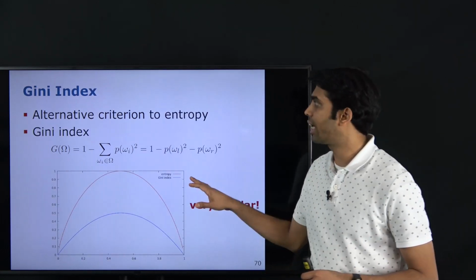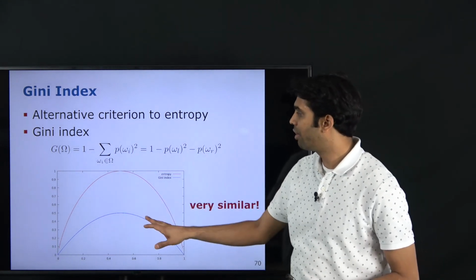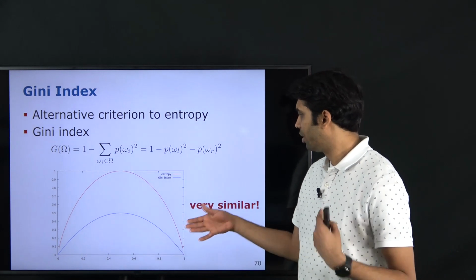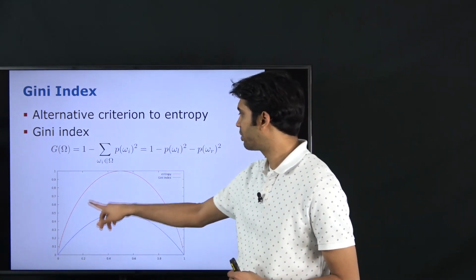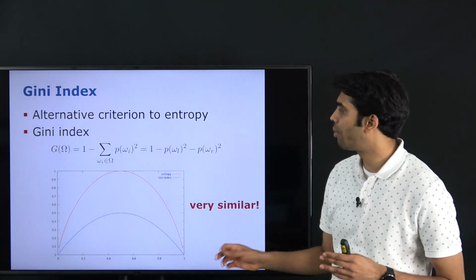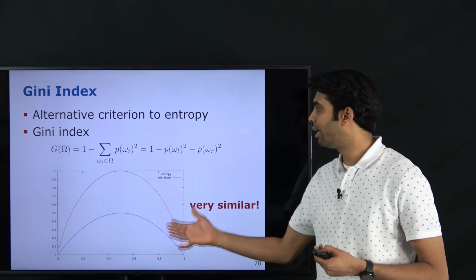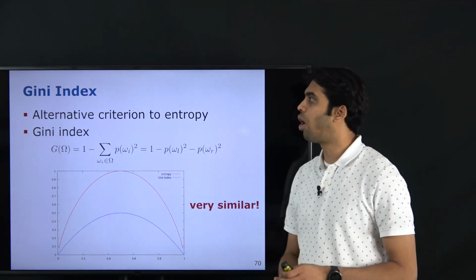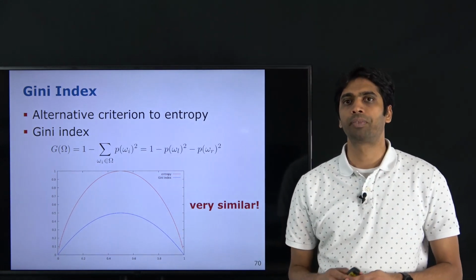And just like entropy, there's an alternative index called the Gini index, which ends up being very similar to the entropy measure. So here you see in blue is the Gini index, whereas in red is the entropy value. So it's roughly the same for practical purposes in terms of its effect on splitting, but there are these two different options which you can actually use to do the splits, right?